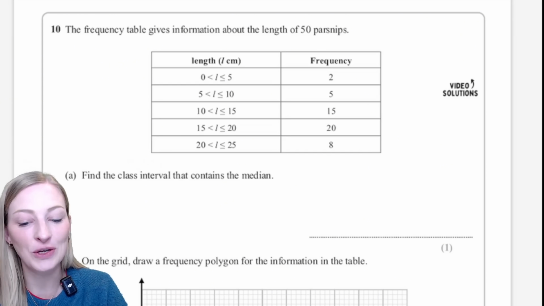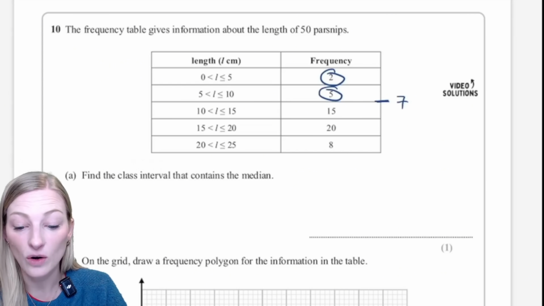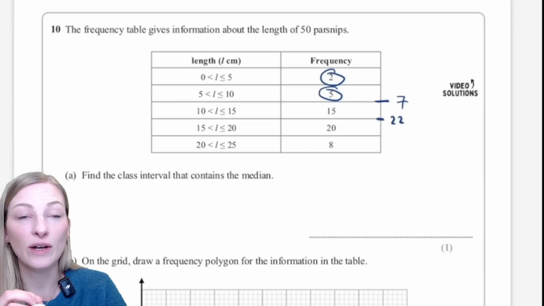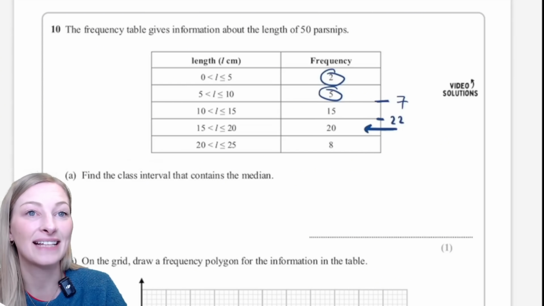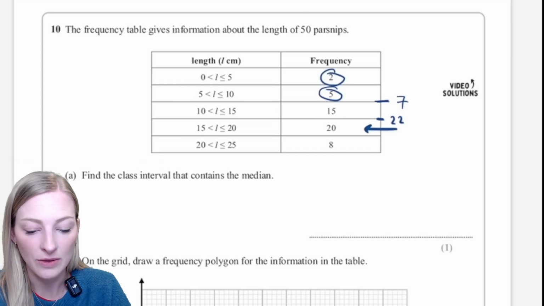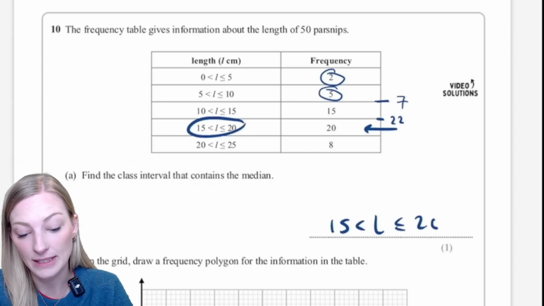So we've got 2 parsnips in that first category. Then we've got 5 more. So far, we've had 7 parsnips. We've then got a further 15, and that takes us up to 22. So we've still not quite got to the middle parsnip. The middle parsnip is going to fall in that next category because after 20, we then go past the middle up to 42. So this is our answer, 15 to L to 20.